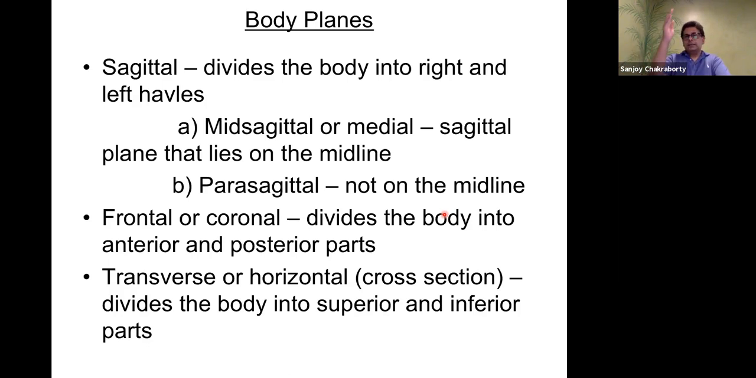Imaginary again, sagittal plane, again, an innumerable number of parasagittal, only one in the middle, mid-sagittal, because that's equal halves. Innumerable number of frontal and coronal, divides the body into front and back, or posterior and anterior. Transverse plane, again, innumerable number, is superior and inferior.